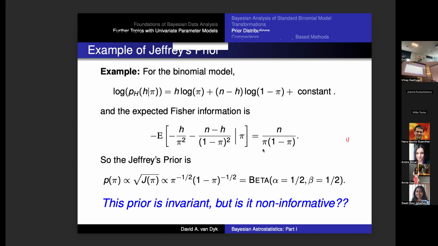And so I say at the bottom, this prior is invariant, but is it non-informative? In this case, it is. And it turns out in practice, it tends to be. But to me, it's always a little bit funny because we use it for non-informative, but the definition is all about this invariance, which is a nice property, but it's not really clearly related to non-informativeness.